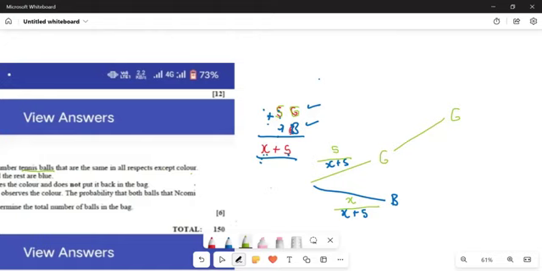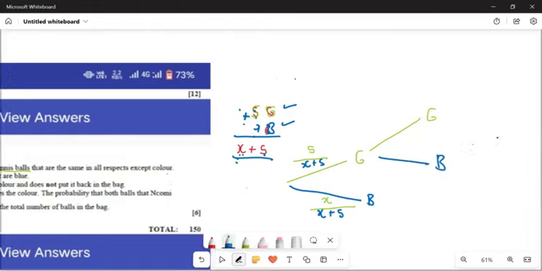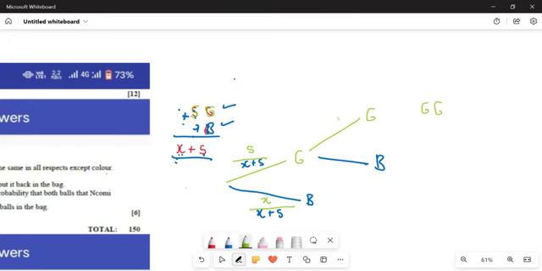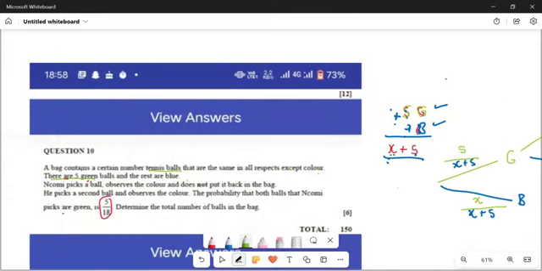It's either we have green or we have blue. These are the possible outcomes that we can have here. We can either have a green and a green. We want the probability of this thing here. Remember, are we replacing or not replacing? That's very important. They say Naomi picks a ball, observes the color and does not put it back. If they don't put it back, it means they are not replacing.